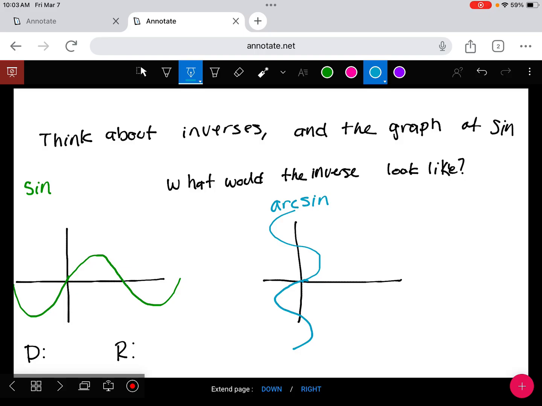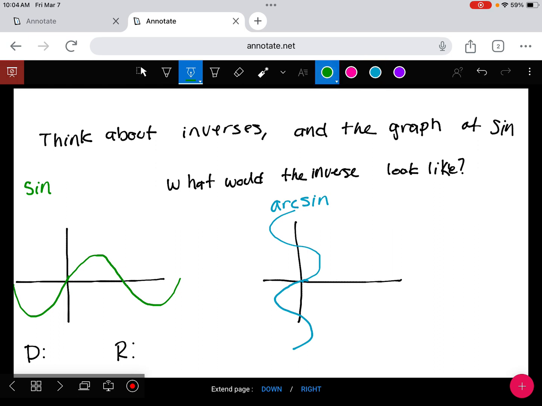So what we're going to have to do for our inverses to be functions, since we live in the land of functions, is a domain restriction. We're going to have to take a piece of sine and cut it off to look at our inverses. So let's think about sine, original sine, green sine.